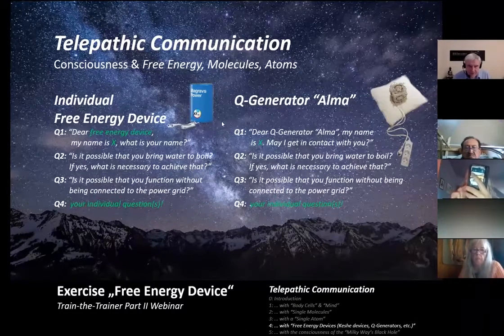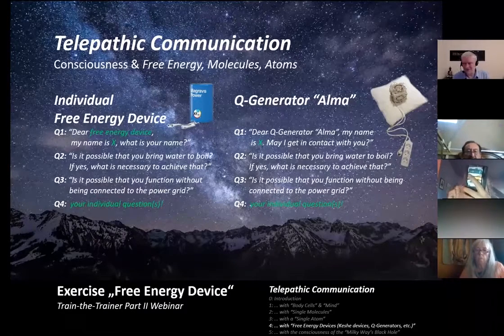So, for example, if you have a Margraf power unit, possibly something like this here, or you have a Q generator, we ask this unit in the second question whether it is possible by this unit that it can help to heat up water or to boil water. Total different expectation, right? And if the answer would be yes, you then ask, well, what is necessary that you can do that, even that was not planned, okay?